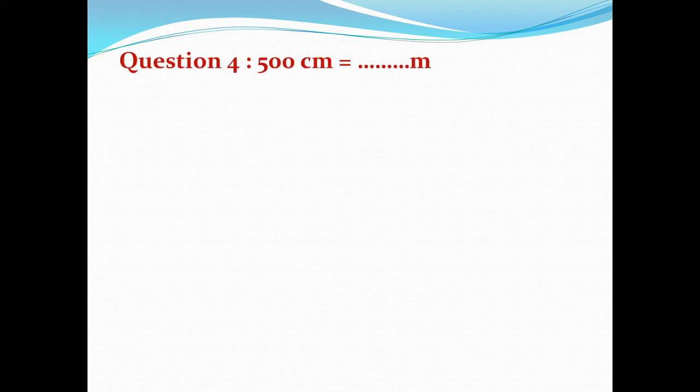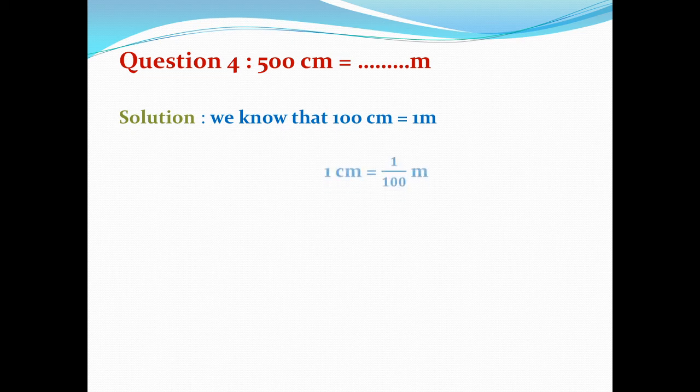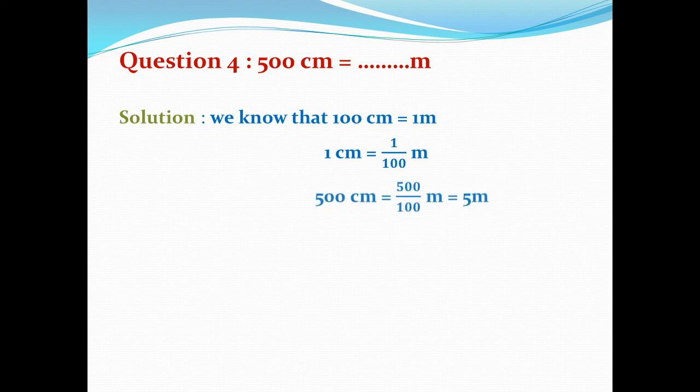Now, in this question, we have to convert 500 centimeter into meter. We know that 100 centimeter is equal to 1 meter, so 1 centimeter is equal to 1 upon 100 meter. So we will divide 500 by 100. We will get value 5 meter. We will use relation conversion centimeter to meter, that is 1 centimeter is equal to 1 upon 100 meter.